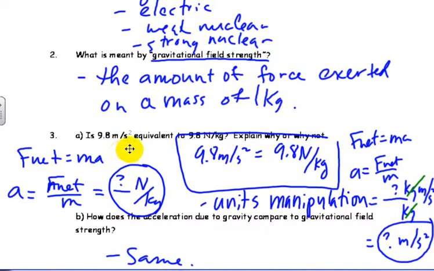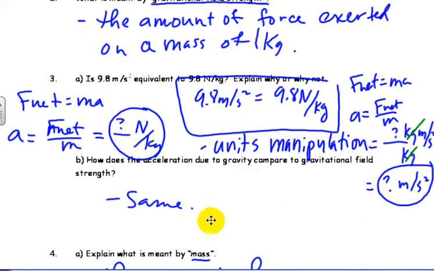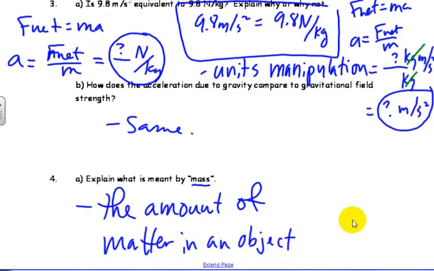So is 9.8 meters per second squared equivalent to that? Yes, it is. How does the acceleration due to gravity compare to the gravitational field strength? It's really 2 different ways of saying the same thing. So acceleration of gravity and gravitational field strength, as you can see, it's the same thing. So put a little box around that and maybe put a star.